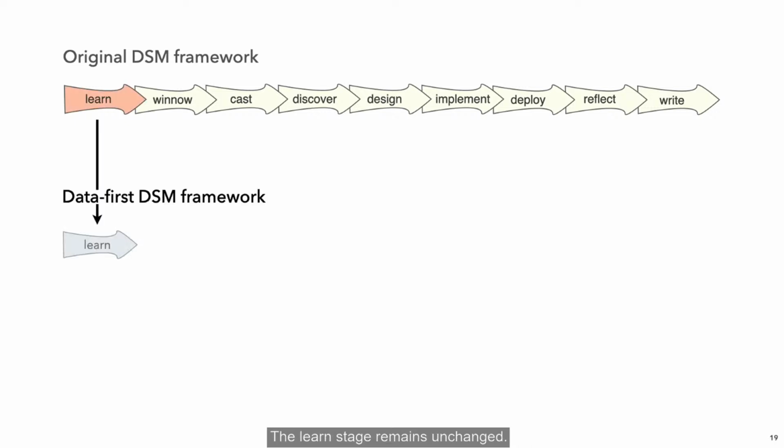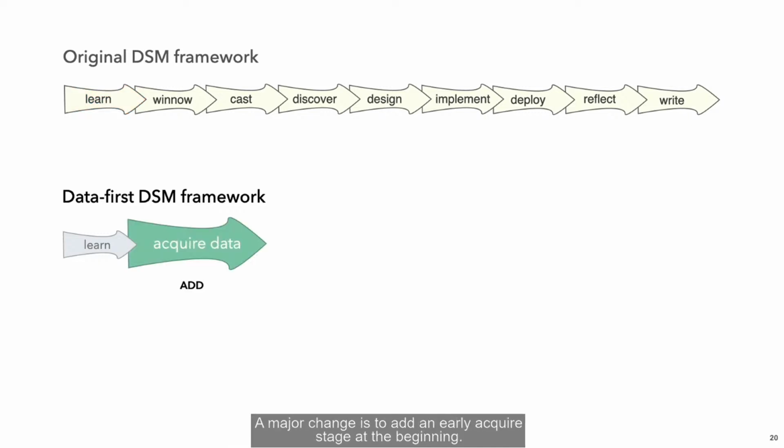The learn stage remains unchanged. It is about the visualization knowledge in general, and independent of the specific domain problem. A major change is to add an early acquire stage at the beginning. A visualizer encounters, collects, generates, or obtains access to a dataset, and begins to develop a data abstraction.